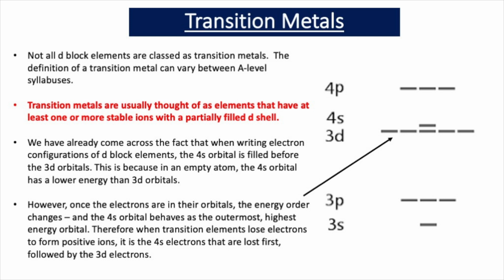So you have to remember that the 4s fills before the 3d because it is lower in energy for an empty atom. However, once there's electrons in these orbitals, the 4s becomes the outer orbital, and the 4s electrons are lost first. So to summarize, the 4s orbitals fill first because they're lower in energy than the 3d, and electrons in the 4s orbitals are removed first because once there's electrons in the orbitals, they become the outermost electron orbital.